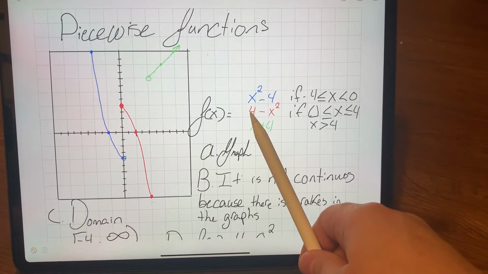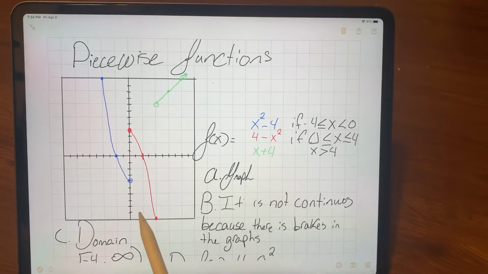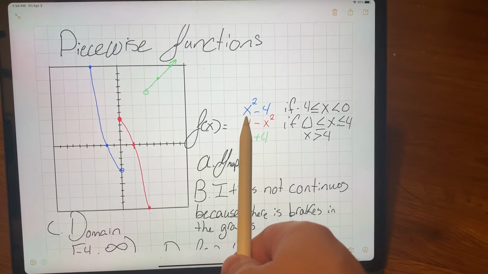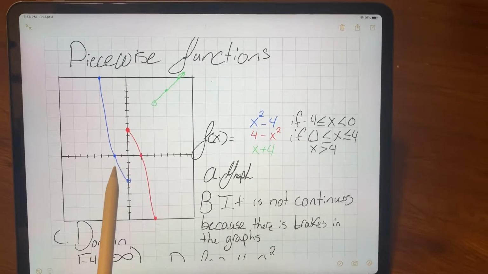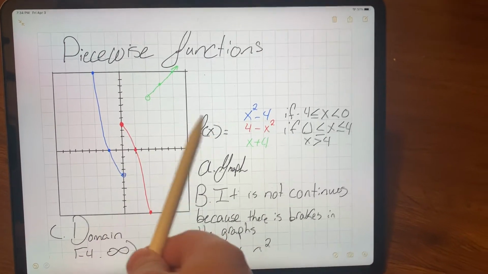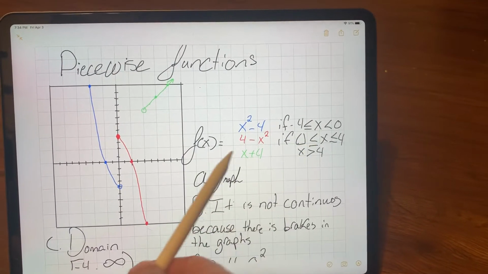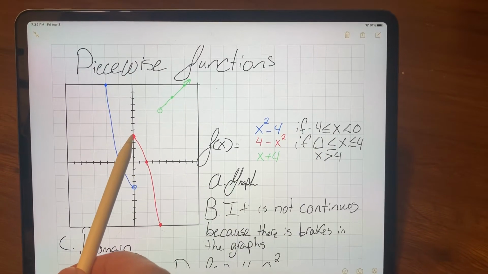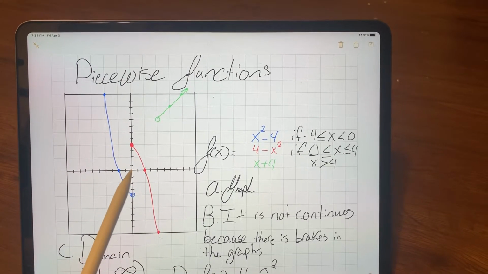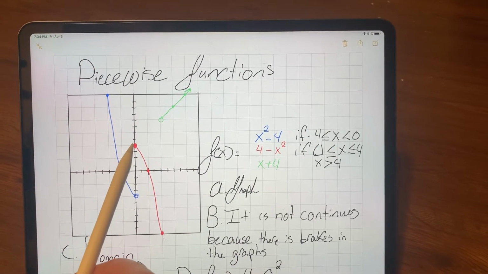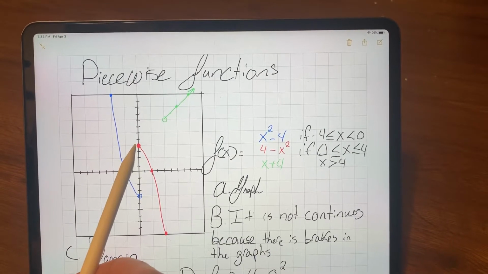Our next equation is going to be 4 minus x squared. x squared is an upside down parabola, and we have it plus 4, so it's going to go up 4. And since it's if 0 is less than or equal to x, it's going to be a closed circle, and if we go to x equals 0 on our x-axis, we go up to 4. It's going to be right there on that point.